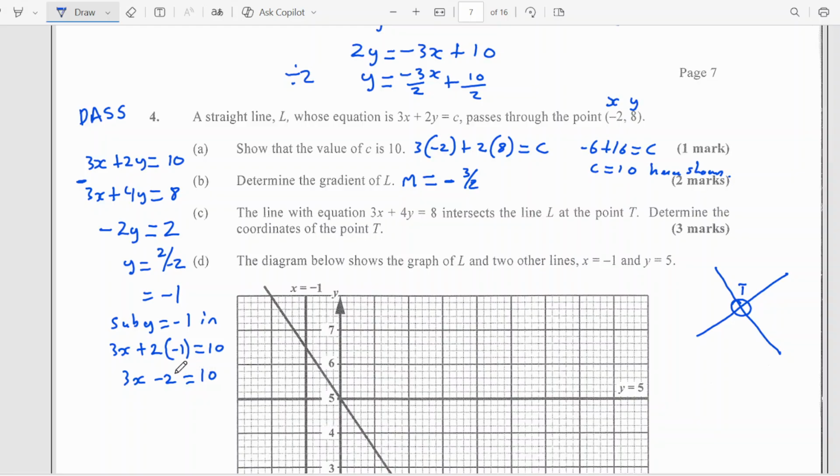So what do we carry across first here now? We carry across this negative 2. When this negative 2 goes across, it becomes positive 2. So 3x is equal to 10 plus 2, which is 12. 3x is equal to 12, so x is equal to 12 over 3, which is 4. So y is negative 1 and x is 4. And they ask for coordinates. So you will write it as coordinates, which is x coming first, followed by y, which is negative 1. Right, so that is how we solve the simultaneous equations here.